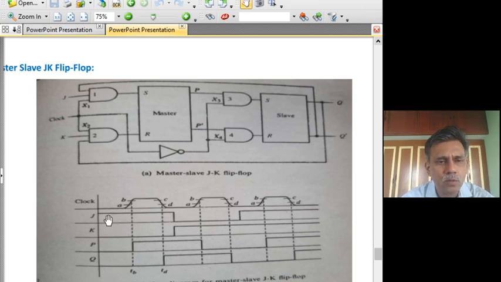Now, to illustrate, let us assume that J is equal to 1, K is equal to 0 when the clock pulse comes. So, here is the clock pulse. This is the positive edge of the clock pulse and this is the negative edge of the clock pulse. Again, to be more realistic, we have not shown a sharp transition in the clock pulse. The finite time it takes for the clock to rise from 0 to 1 is shown here.